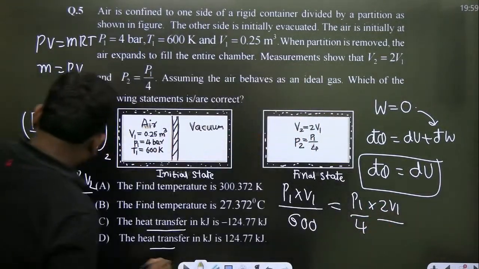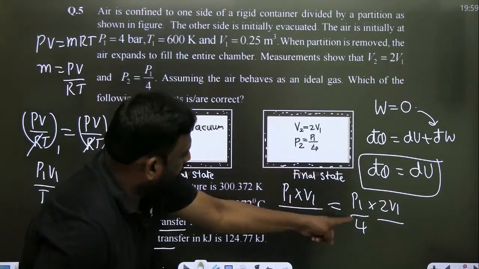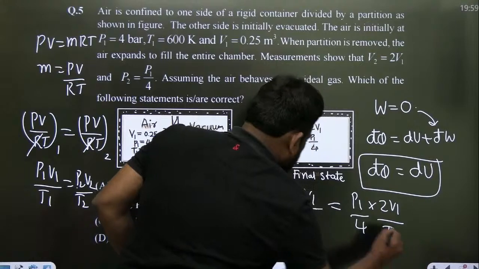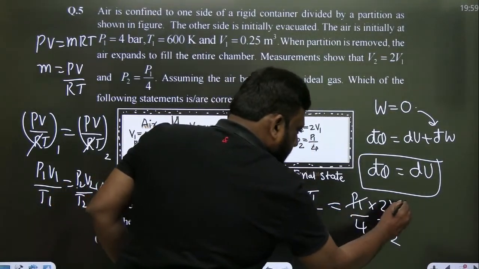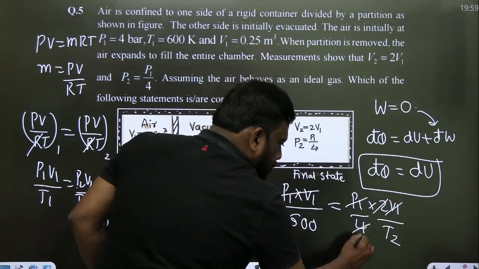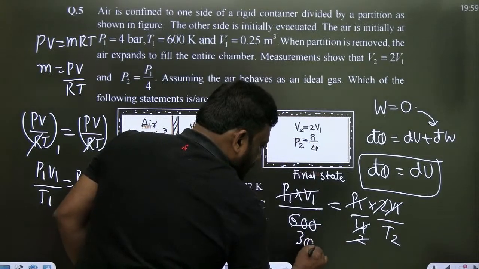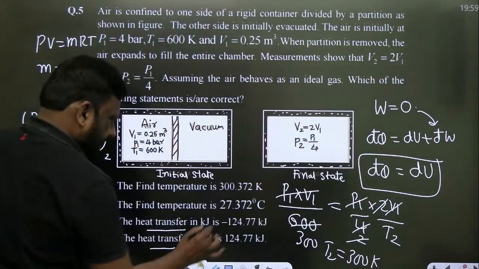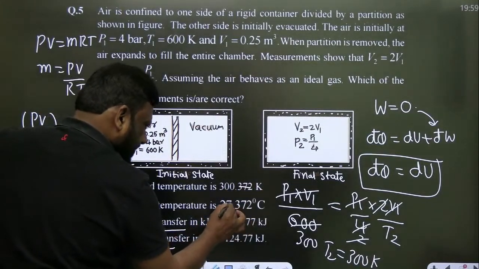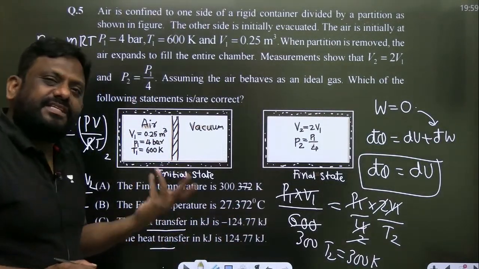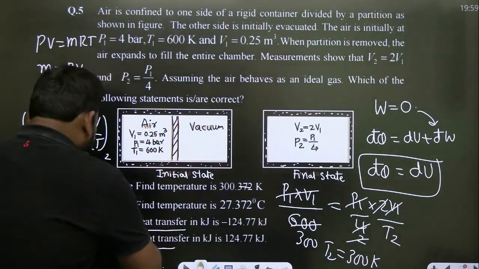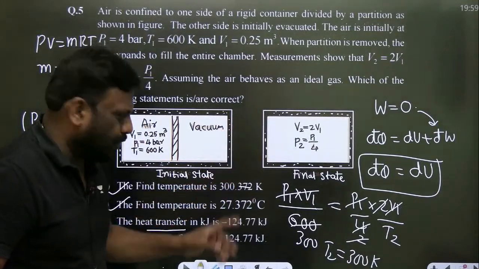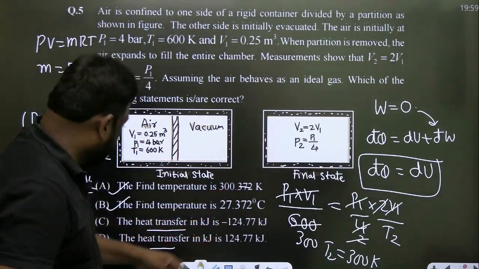So P2 is P1 by 4, V2 is twice, by T2. This P1 V1, this P1 V1 is gone. So 2 ones, 2 twos, 2 ones 300. So the final temperature is 300 Kelvin. तो यहाँ पे 300 Kelvin. 300 Kelvin का मतलब 27 degree centigrade also. मतलब ये भी सही है, ये भी सही है. 300 Kelvin is also 27.